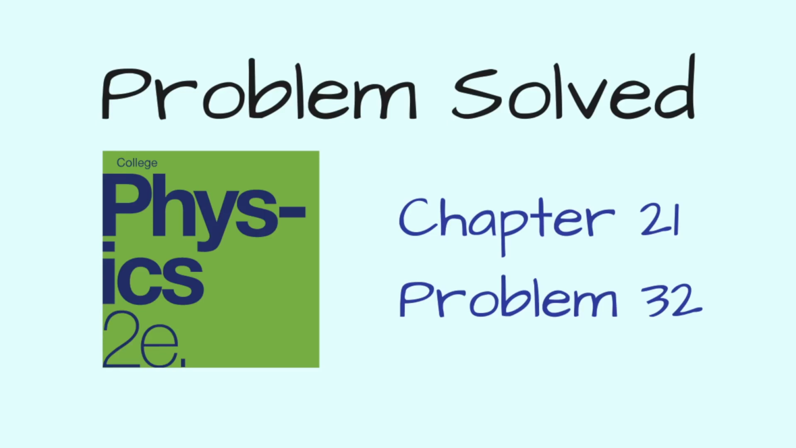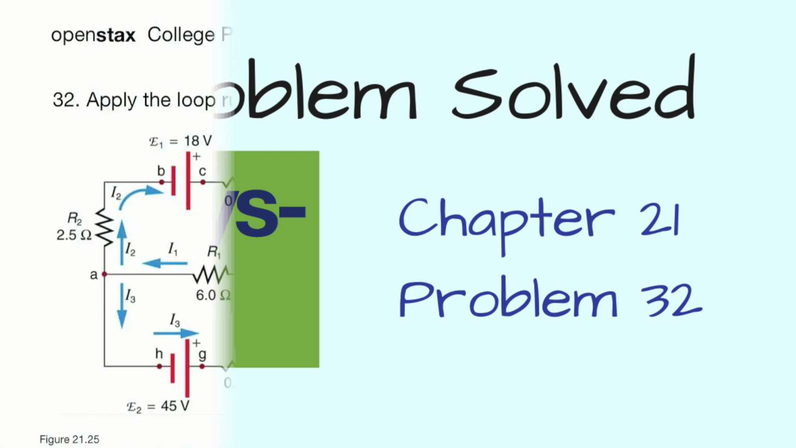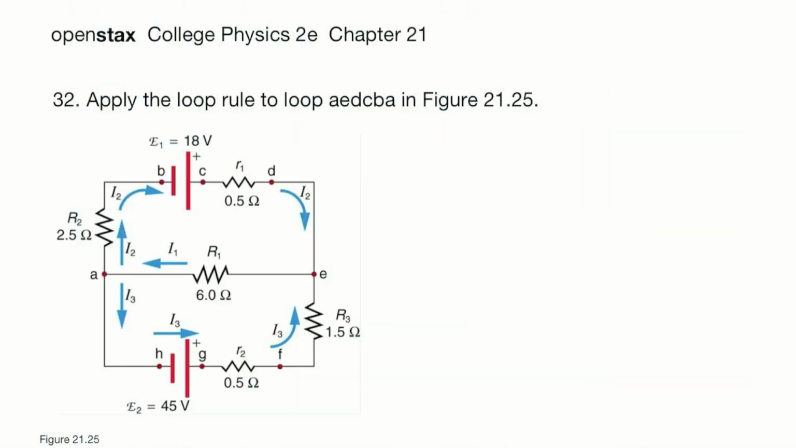Welcome. In this video, we are going to take a look at problem 32 from chapter 21 of College Physics 2E by OpenStax. We have to apply the loop rule to the specified loop in the given circuit.